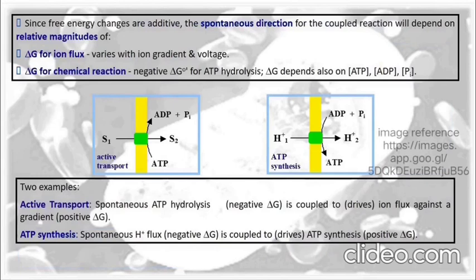Since free energy changes are additive, the spontaneous direction for the coupled reaction will depend on the relative magnitudes of delta G for ion flux and delta G for the chemical reaction. There are two examples, active transport and ATP synthesis. In active transport, spontaneous ATP hydrolysis is coupled to ion influx against a gradient. In ATP synthesis, spontaneous proton flux is coupled to ATP synthesis.